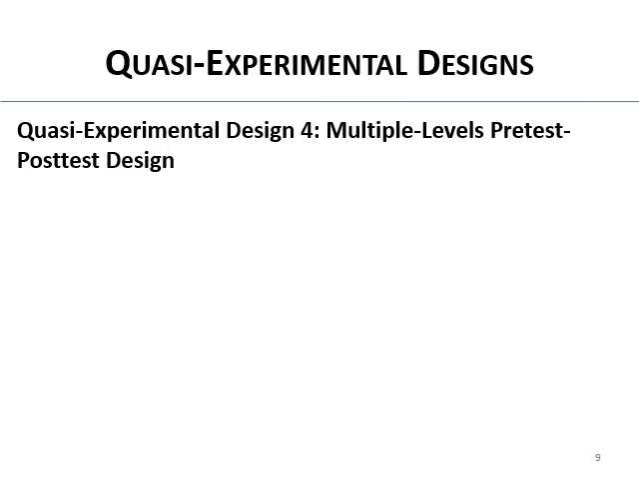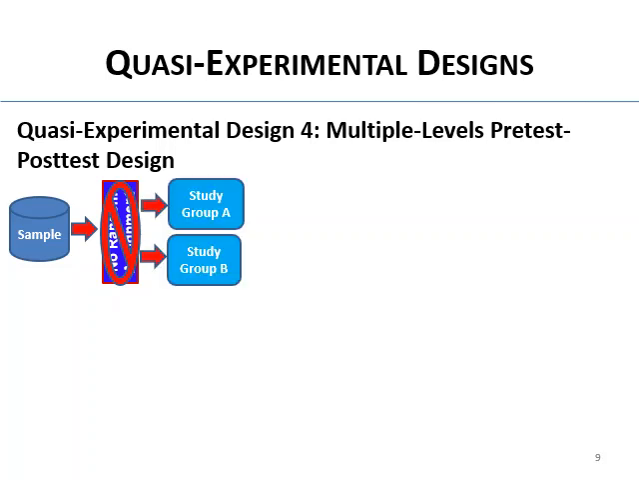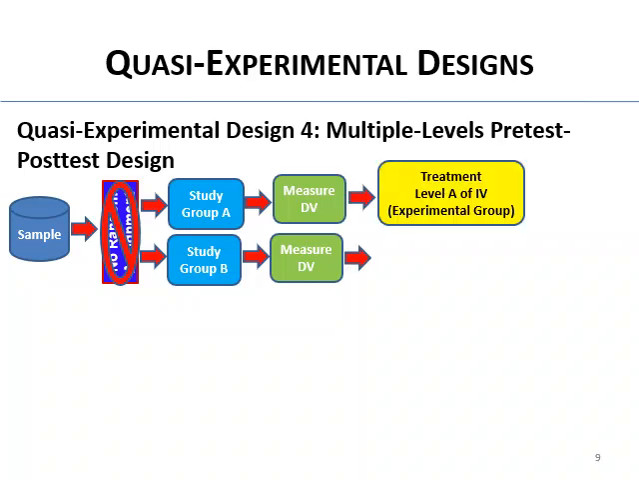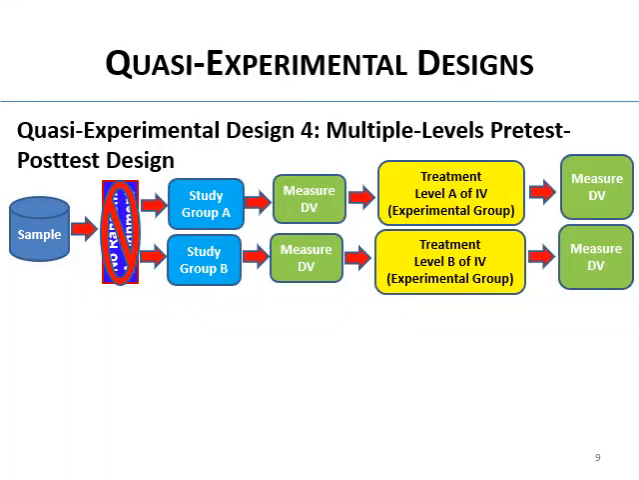So number 4 is the multiple levels pretest post-test design. It's kind of a variation. It's got a before and after, but there's multiple treatment levels. So you start with the sample, and by whatever means, not random assignment, you just find out who's in group A and group B, and you measure the DV in the two groups. One group gets whatever the experimental treatment or the changes. The other group gets another experimental treatment or change. Could be B. Can have C, D, and E here, by the way. And then you measure them after.